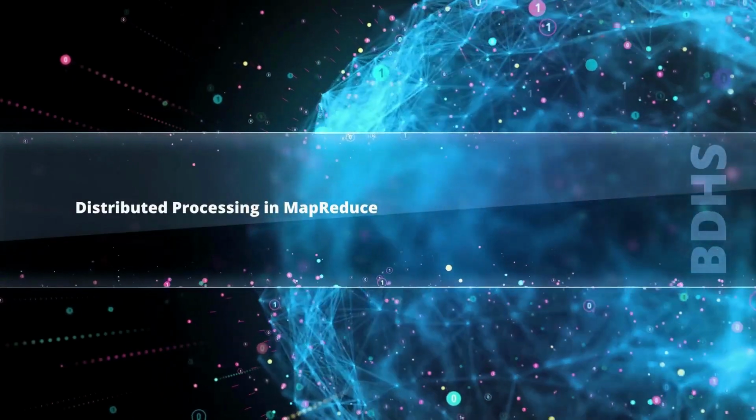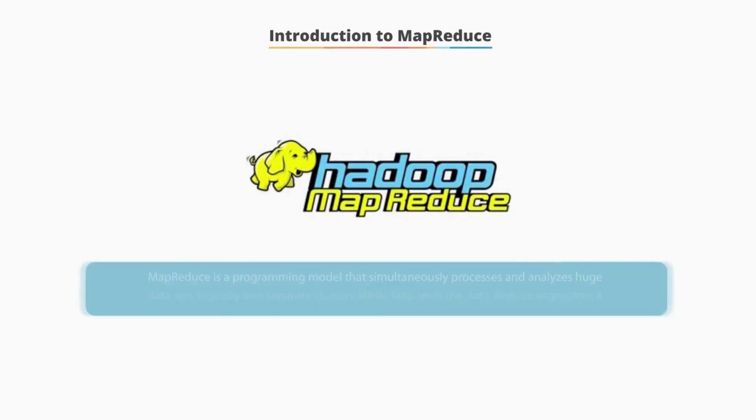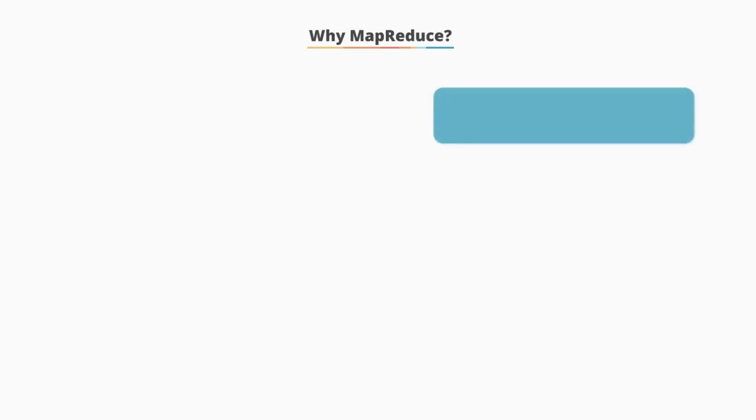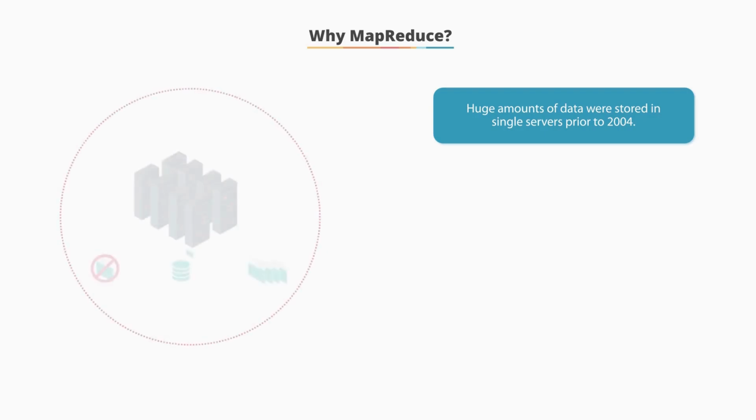Distributed processing in MapReduce. Introduction to MapReduce. MapReduce is a programming model that processes and analyzes huge datasets logically into separate clusters. While map sorts the data, reduce segregates the data into logical clusters, thus removing the bad data and retaining necessary information. Why MapReduce? Prior to 2004, huge amounts of data were stored in single servers.